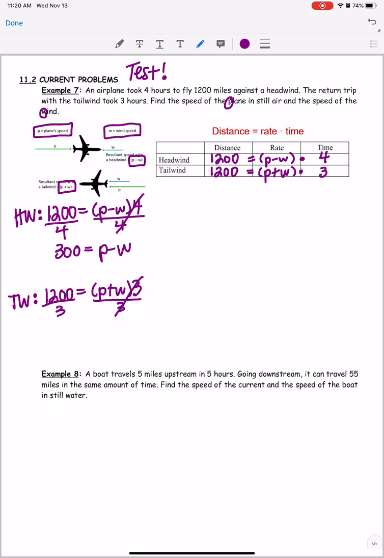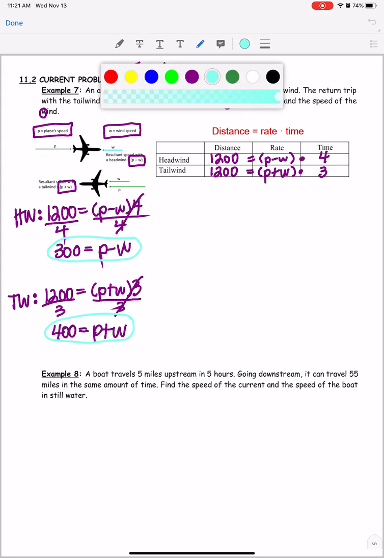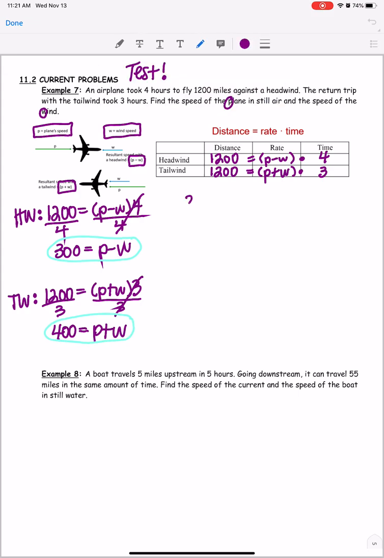1,200 divided by 3 is 400. My 3's cancel, so I'm left with P plus W. So now I'm going to take this equation and this equation, and I'm going to stack them. So I have 300 equals P minus W, and 400 equals P plus W.